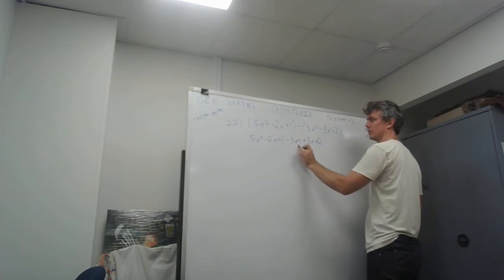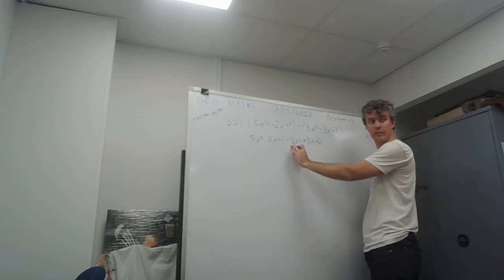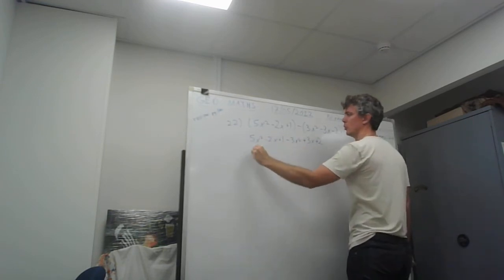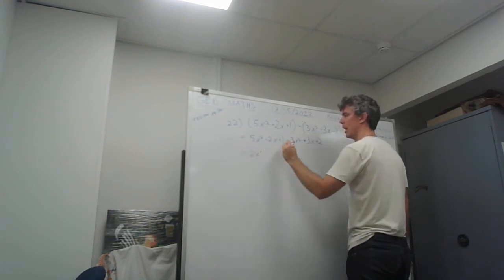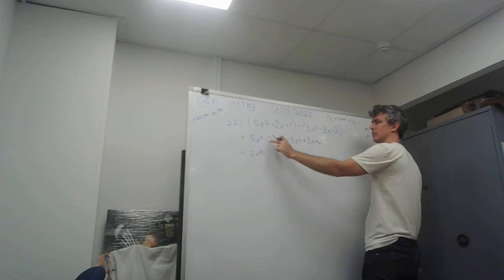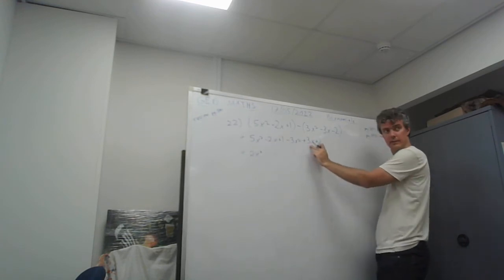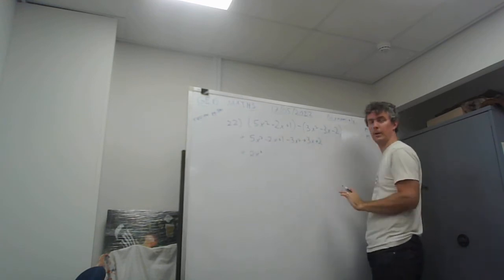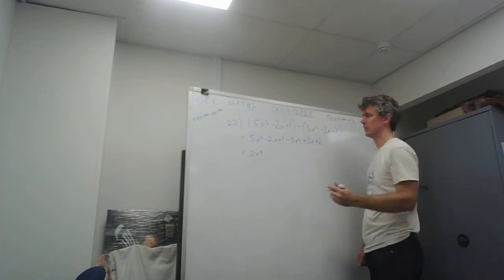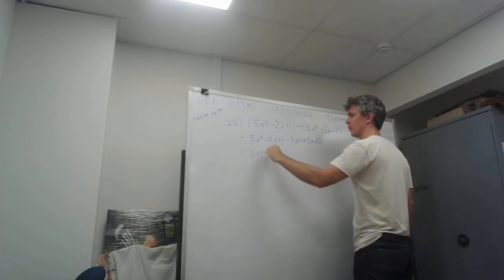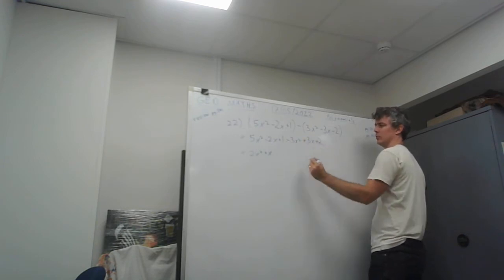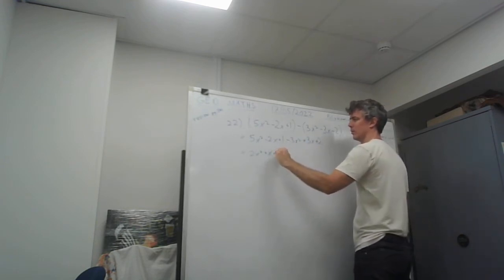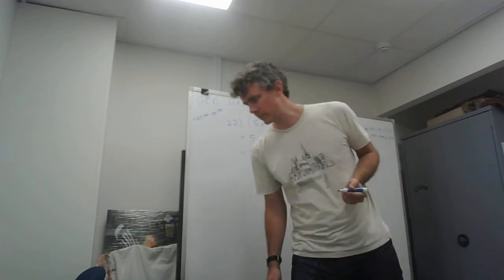So x squared and x squared: 5 minus 3 is 2x squared. Then we have x's, minus 2x and 3x. Minus 2 plus 3 is 1, so it'll just be plus x. We don't write the 1 as a coefficient. Then we have plus 1 and plus 2, so plus 3. Is that one of our options?